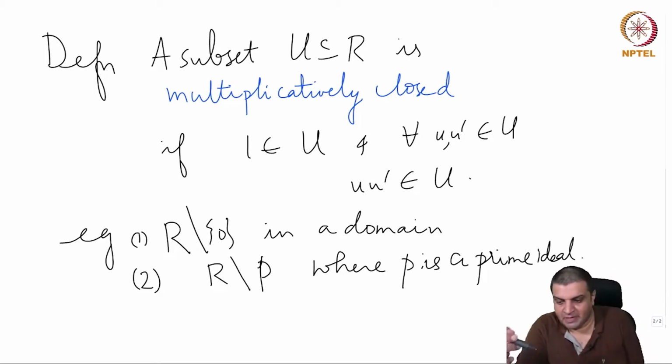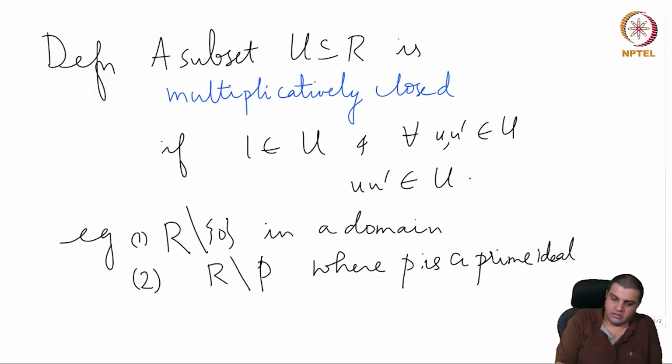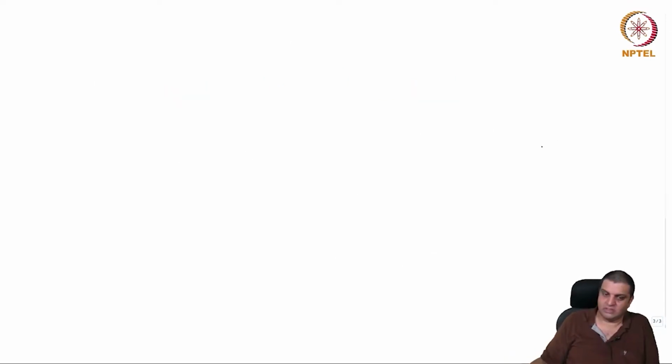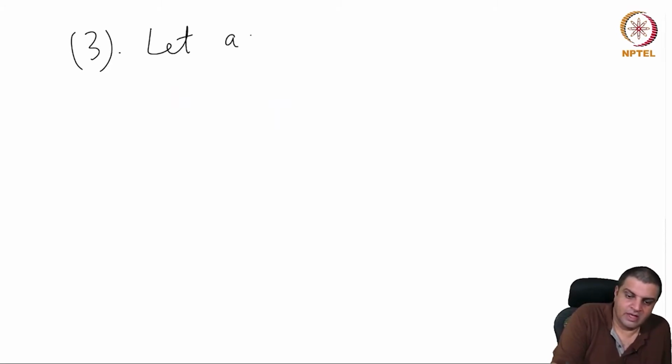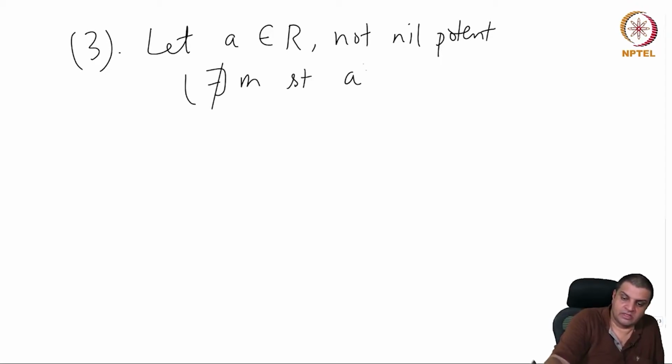By definition of P being a prime ideal, it is clear that if U and U prime are not in P, the product is not in P, okay? And 1 is definitely not in P. And the third example, so really the first one is an example of the second one, but there is a new example. So let A be in R not nilpotent. In other words, no power of A is 0, that is, there does not exist M such that A^M is 0.